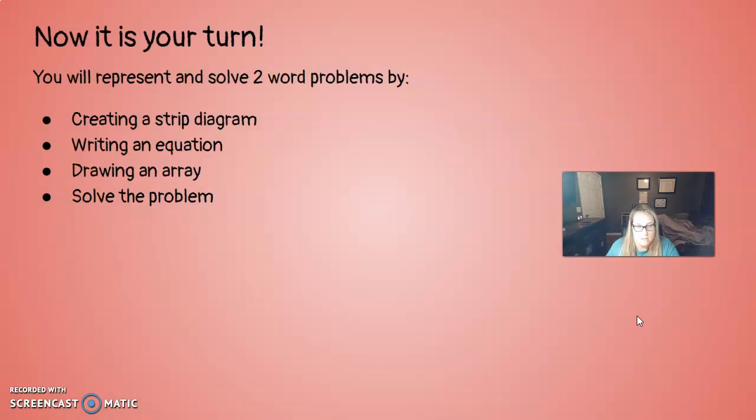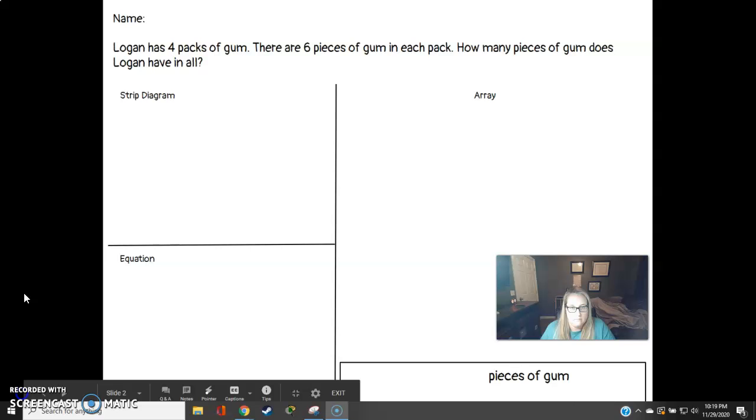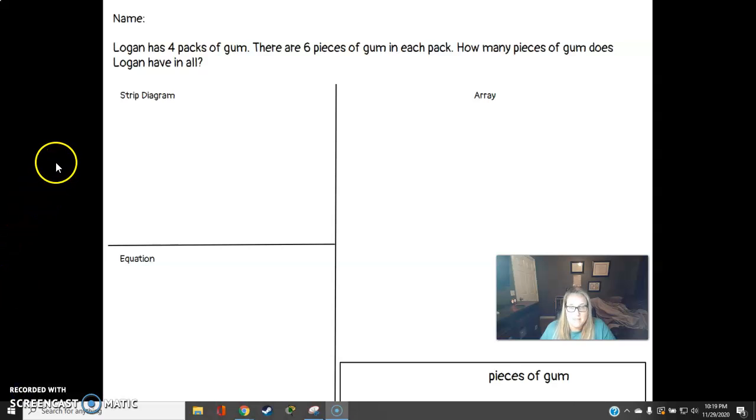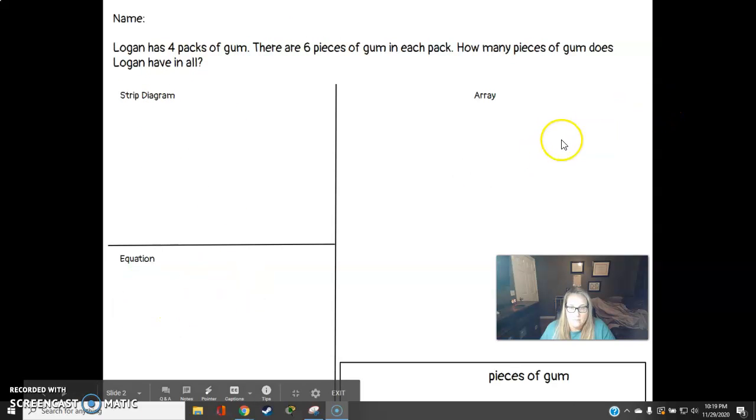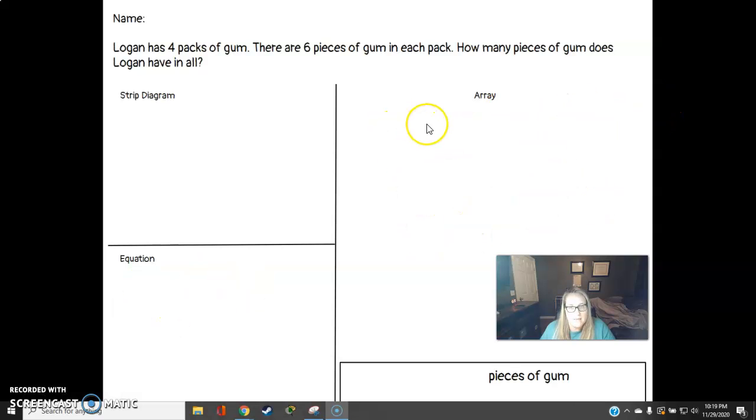Now it's going to be your turn. You are going to be given 2 word problems, and you are going to represent and solve them. So I would like you to create a strip diagram, write the equation that goes with it, draw me an array, and then solve the problem. This is what your paper is going to look like. There are going to be 2 of them. So you're going to put your name at the top. You're going to read your word problem and find all of that important information. You're going to use that important information to make your strip diagram and write your equation. And then you're going to have all of this beautiful space to make me an array. Now remember, an array is whenever we use rows and columns.